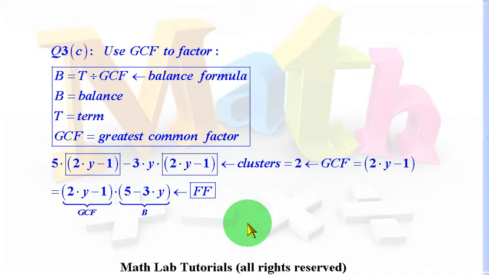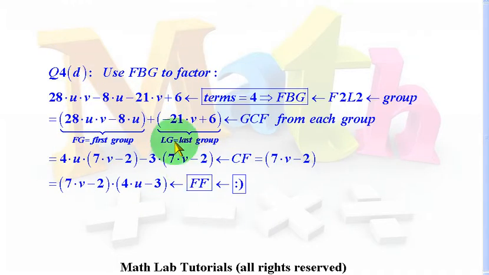Let's go on to the next slide. It says use factor by grouping. FBG is short form for factor by grouping to factor. And if we look at the question, we have 28uv minus 8u minus 21v plus 6.